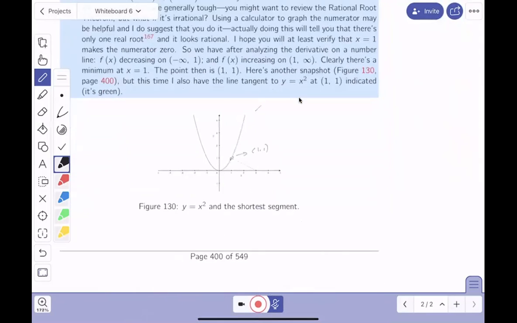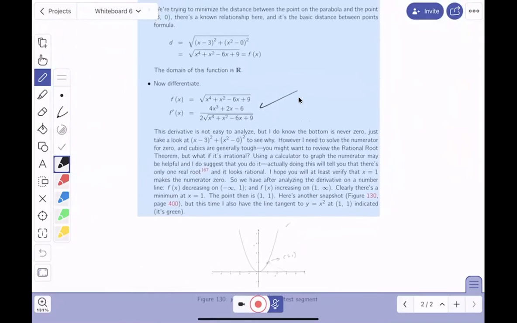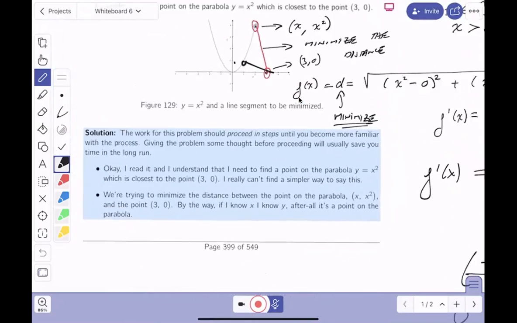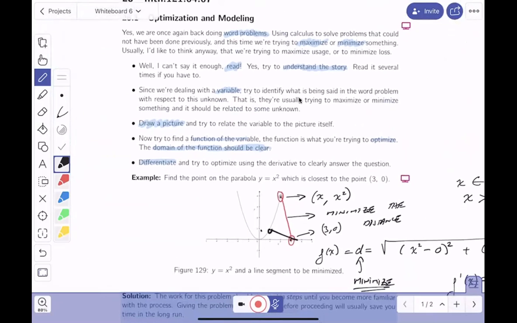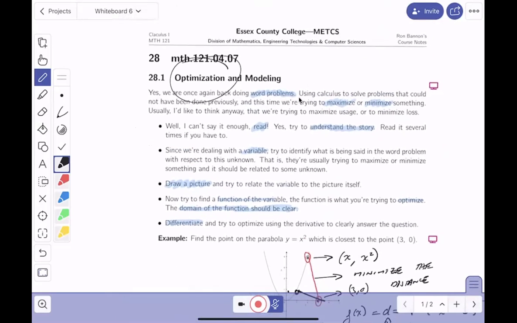What do we need to do, though? We just gave one example, but here's the problem. Let's go back to the first page. Here's what we're looking to do. Read, draw a picture, know the variable, know the function of the variable that we're trying to either minimize or maximize, and use calculus to figure it out. What's calculus going to do? That first derivative, mins and maxes. That's what we're trying to do. What's an optimization problem? Mins and maxes.